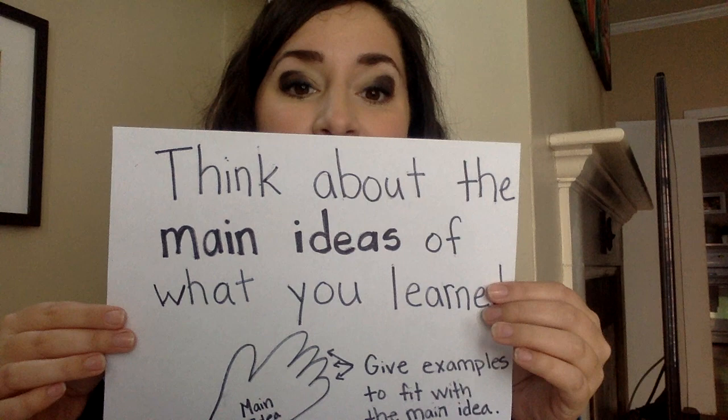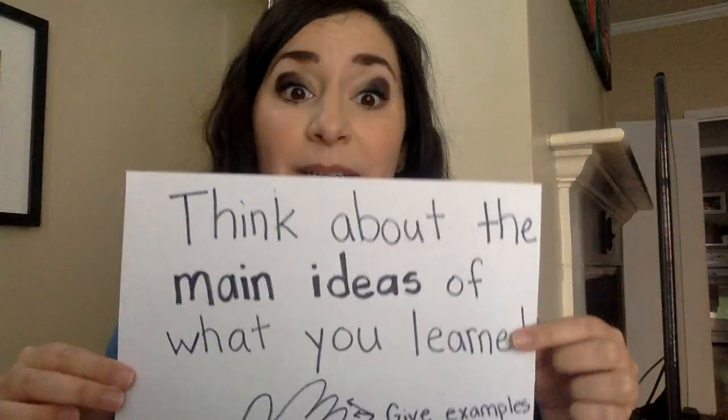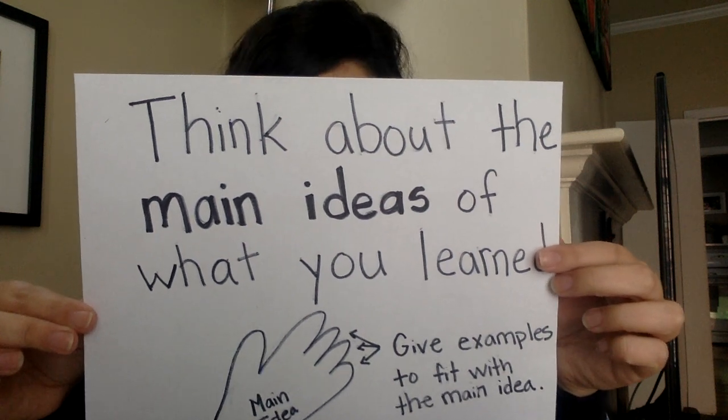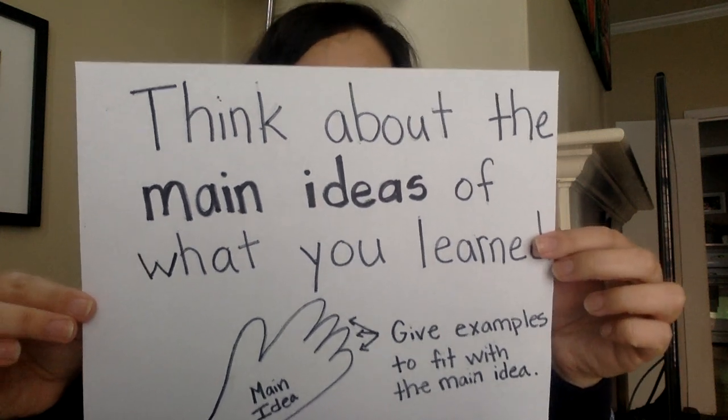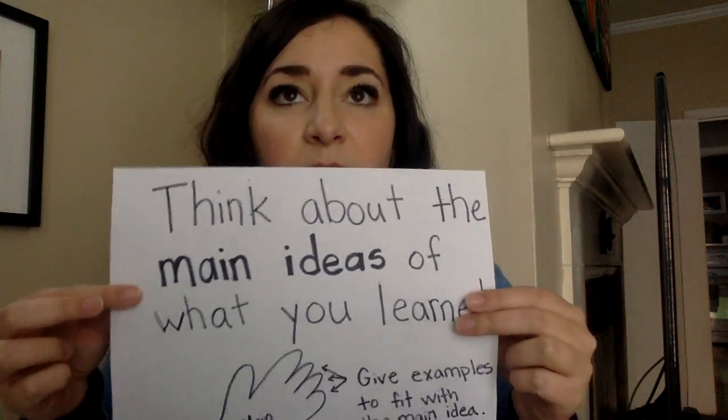and I want to do this skill that we've been practicing to become experts on nonfiction books. And remember, you don't just practice a skill one time, you keep practicing until it becomes a habit. So think about the main idea of what you learned, and you should be able to give examples with that main idea. And when I say main idea, sometimes I also say, what's this mostly about? It means the same thing.